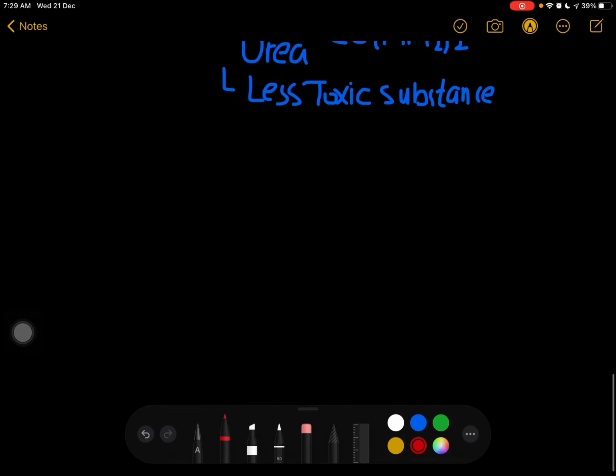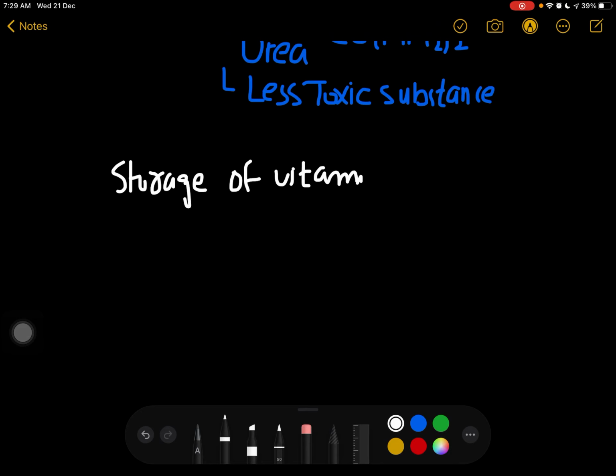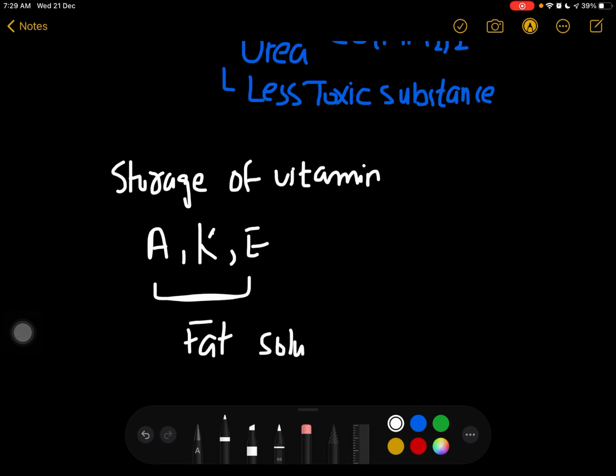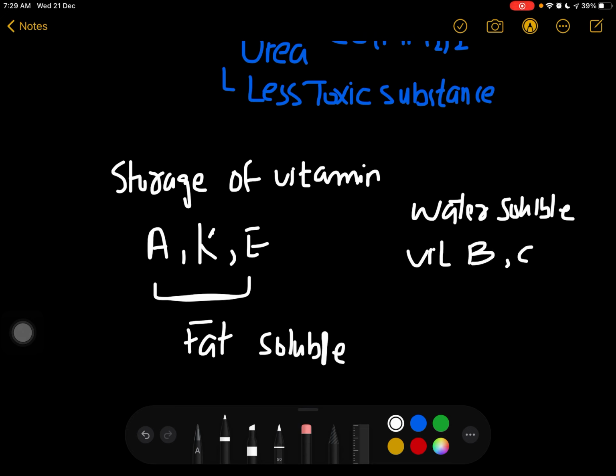Then what's another work? It stores some fat soluble vitamins. The storage is also work of this liver. There is a storage of vitamins. Which vitamins? Vitamin A, vitamin K, vitamin E. These are the fat soluble vitamins. It also stores some water soluble vitamins, for example vitamin B and vitamin C. So it stores both.